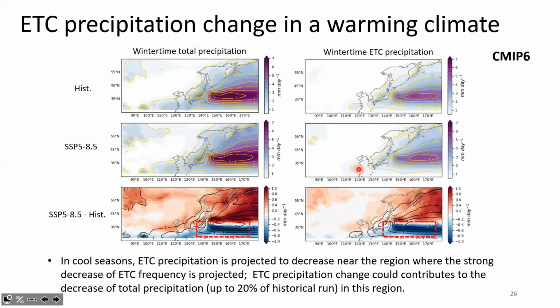This is the future change of cyclone precipitation using the CMIP6 models. I focus on wintertime precipitation change because, as I showed before, East Asian cyclones highly contribute to wintertime precipitation. That's why I chose this season. The right column is cyclone precipitation change, and the left column is total precipitation change.